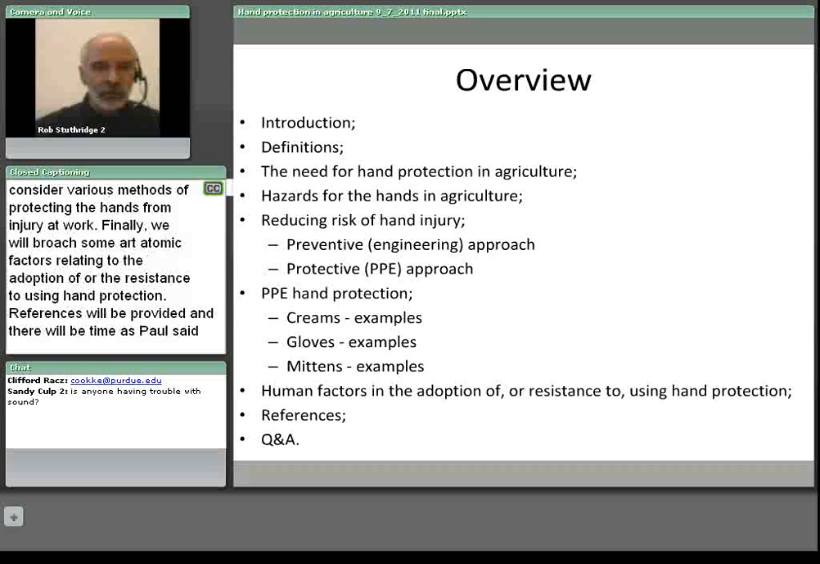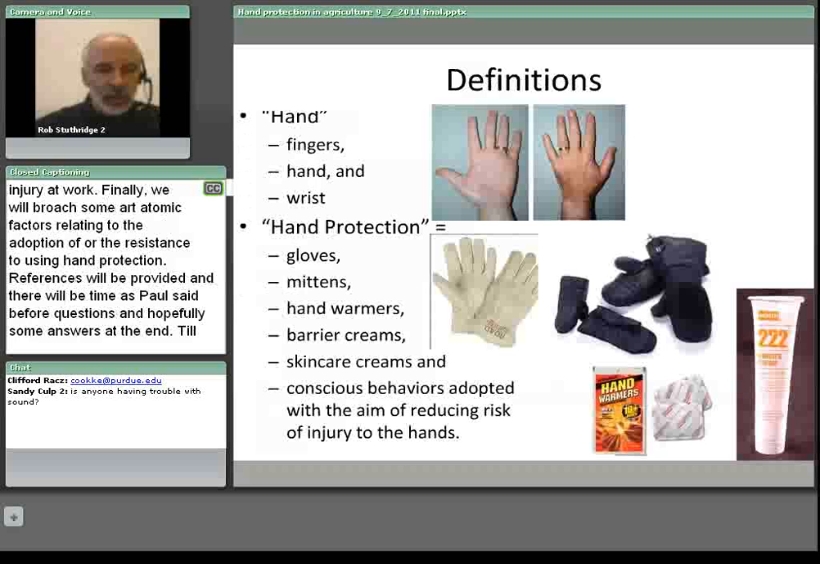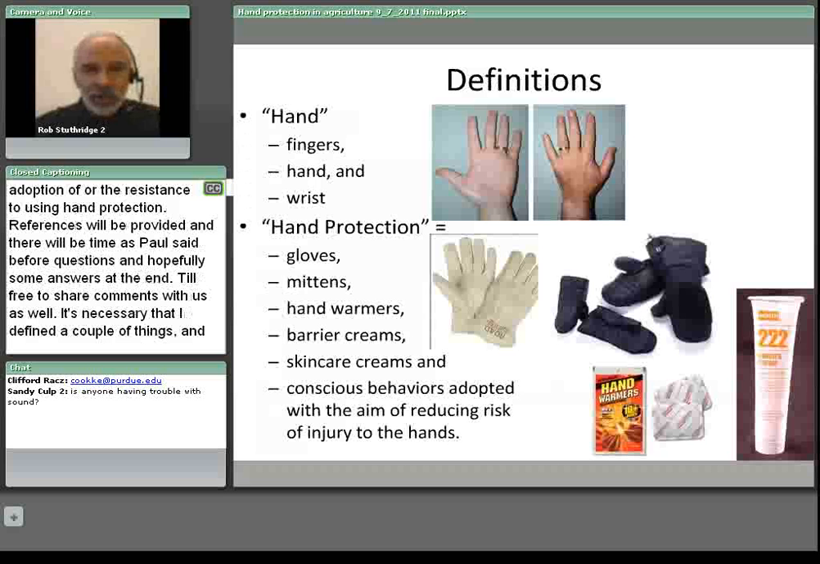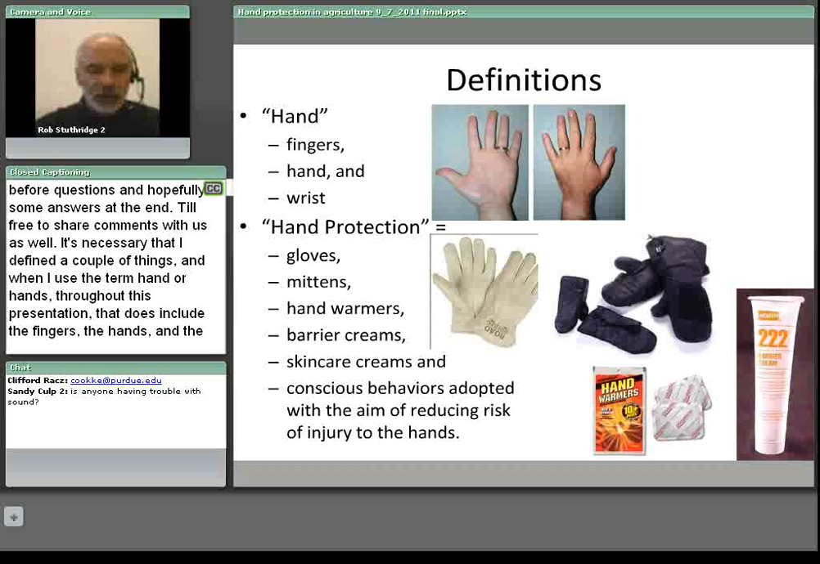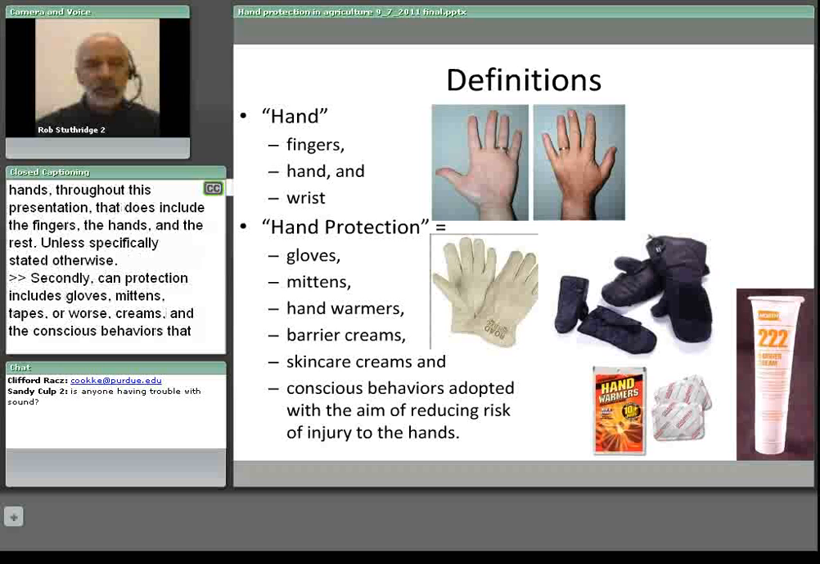It's necessary first that I define a couple of things. When I use the term hand or hands throughout this presentation, that does include the fingers, the hands, and the wrists, unless it's specifically stated otherwise. Secondly, hand protection includes gloves, mittens, tapes, hand warmers, barrier creams, skincare creams, and the conscious behaviors that people can specifically adopt with the aim of reducing risk of injury to their hands.